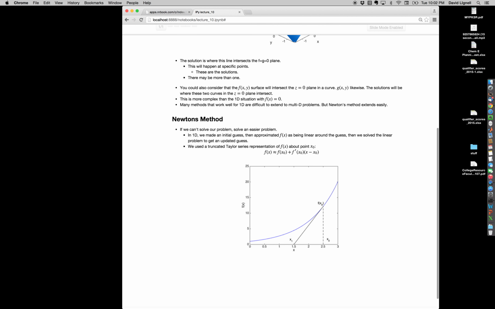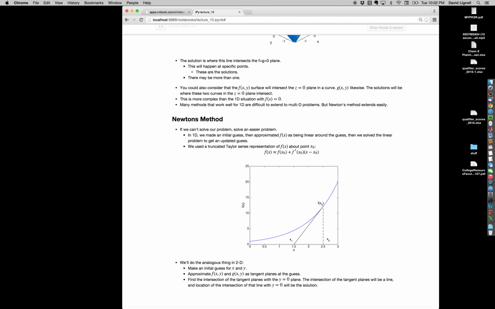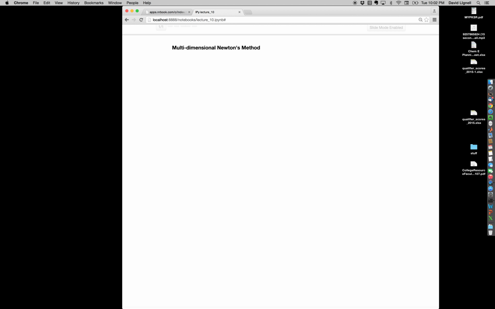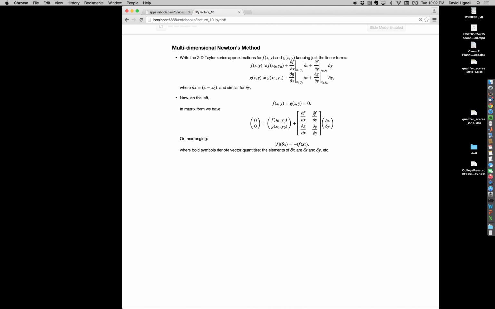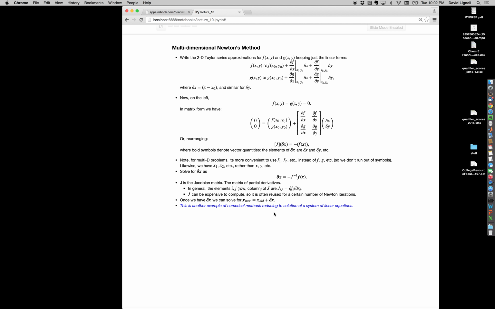So we're doing essentially the same kind of operation here in multi-dimensions when we solve for dx. It's just J to the minus 1 f. So instead of going f of x divided by f prime, now we have to do a matrix inversion and a multiplication by the vector.